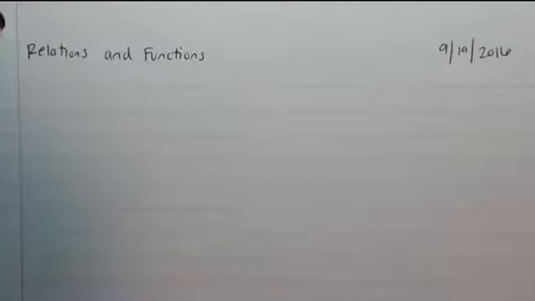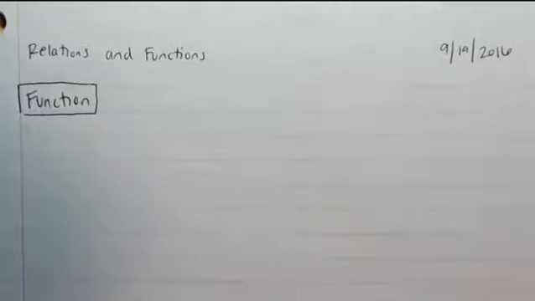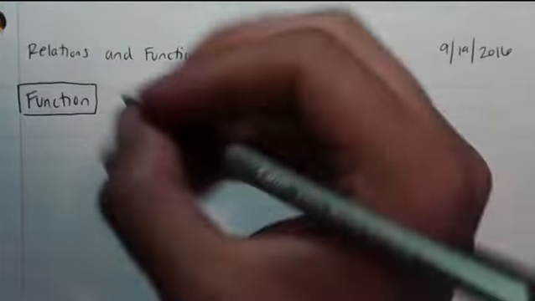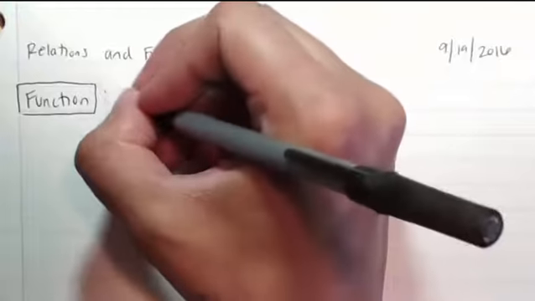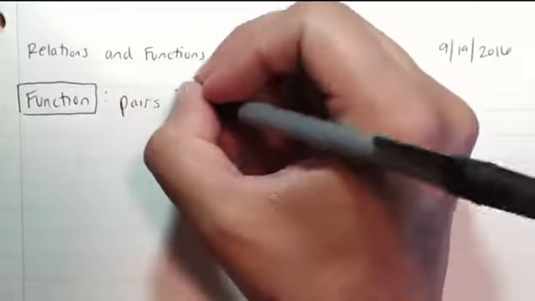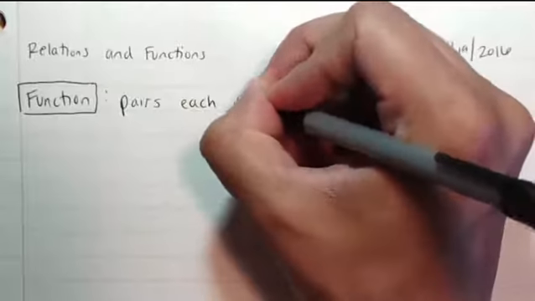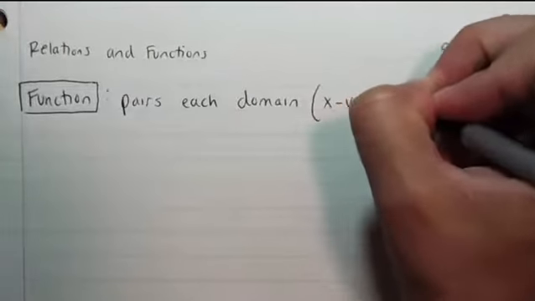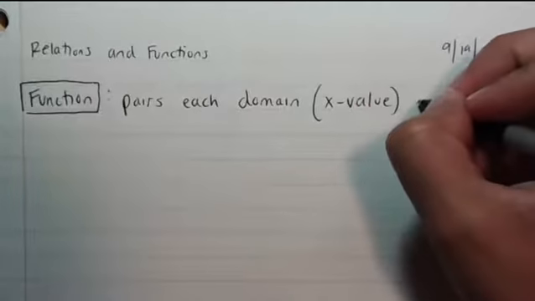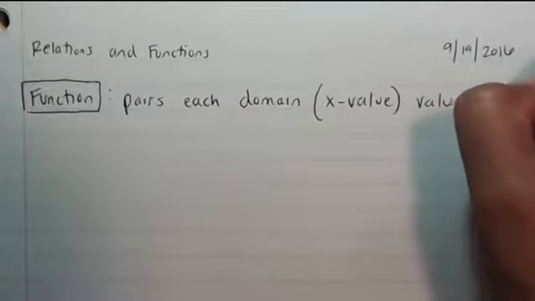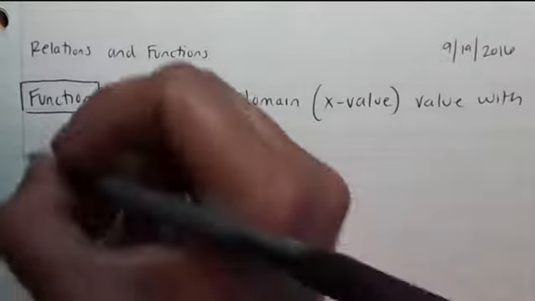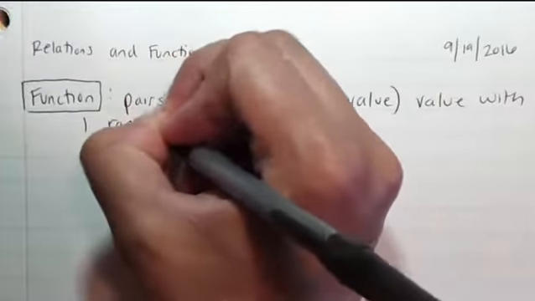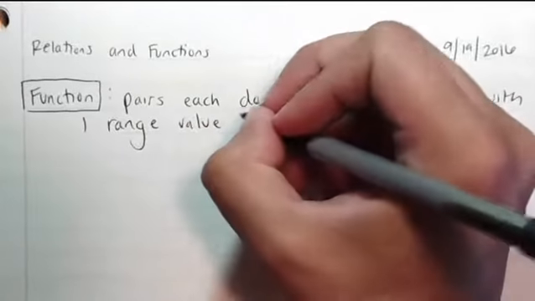So let's begin with the definition of a function. What a function is, and this is very important, is that a function pairs each domain, which we're going to talk about. That means it's each x value, with one range value, which is the y's.